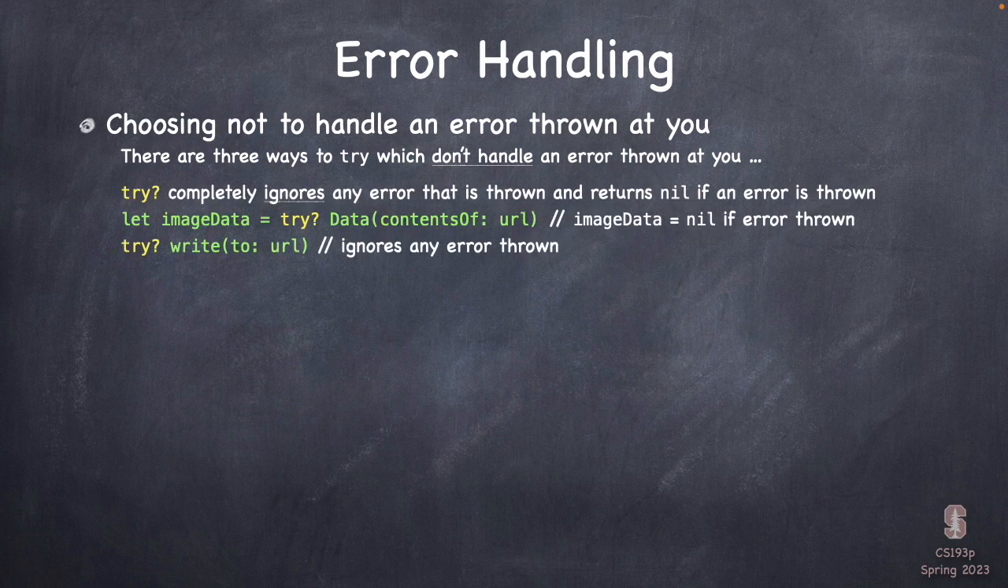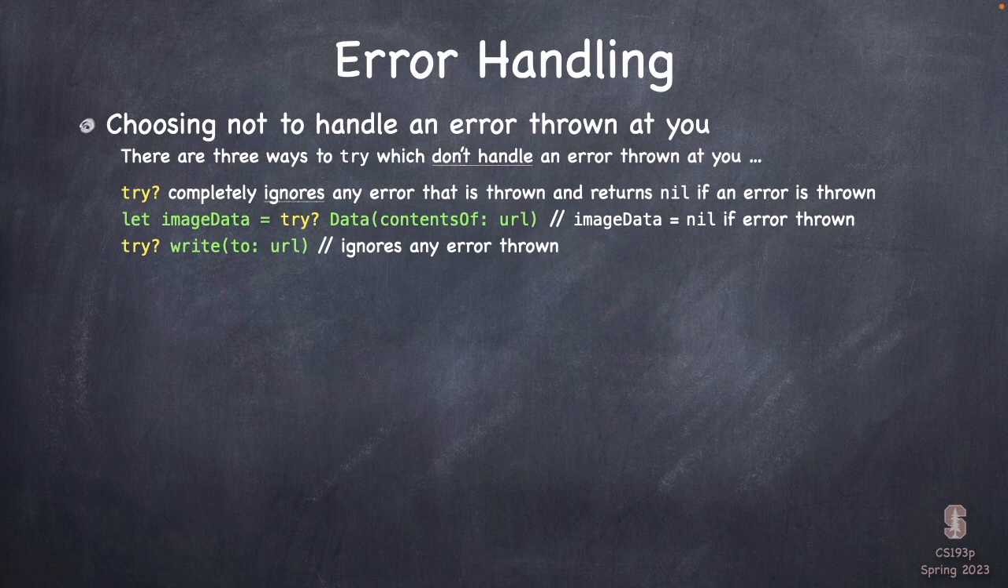The first one we already saw, try question mark. That means try this, completely ignore any error, just do nothing. And if I'm calling a function that returns a value, have that thing return nil instead. So the return value that would normally be, it turns into an optional, because now it can be nil if that thing fails. When you do try question mark, it makes it so that like data contents of, which normally returns a data, now returns an optional data because it might fail. So let's try question mark.